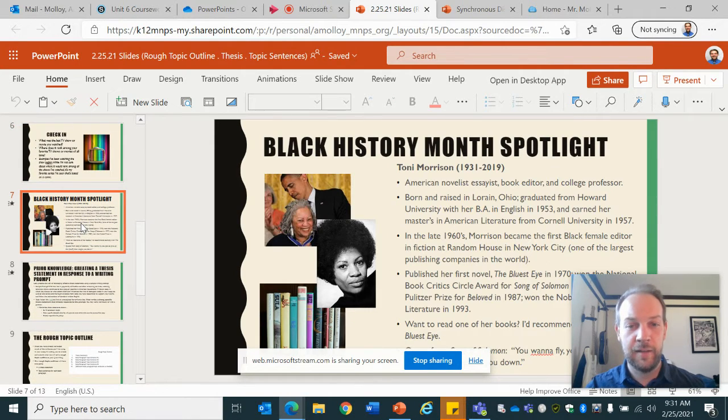Our Black History Month spotlight was about Toni Morrison. She's one of my favorite writers, and I highly recommend that you check her out if you haven't done so already. She's a novelist, an essayist, a book editor, a college professor from Lorain, Ohio. She eventually got her master's in American literature from Cornell. She broke ground in the publishing industry by becoming the first Black female editor in fiction at Random House. Random House is, of course, one of the largest publishing firms in the world. So she broke ground in the business world, in addition to being widely considered one of the best writers of the 20th century.